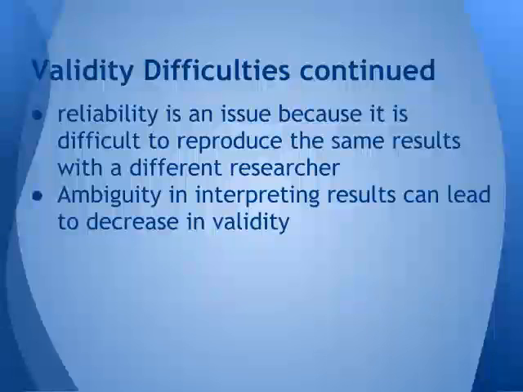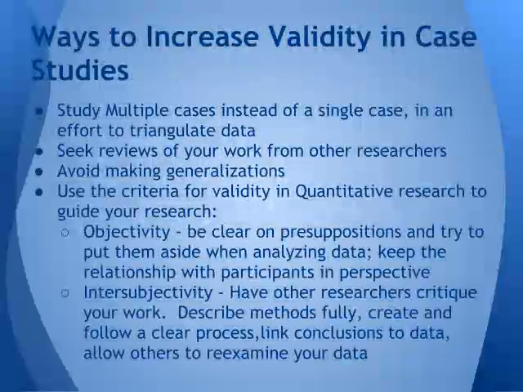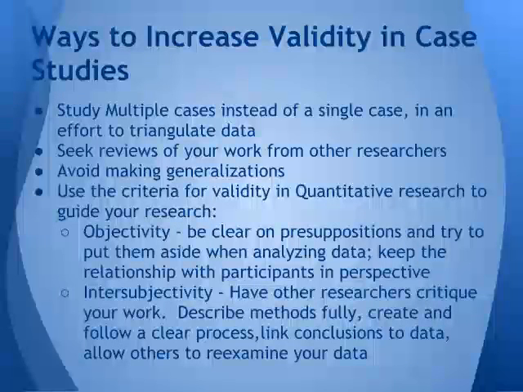Reliability is an issue because it is difficult to reproduce the same results with a different researcher. Ambiguity in interpreting results can lead to decrease in validity. There are ways to increase validity in case studies, however. You can study multiple cases instead of a single case in an effort to triangulate data. You can seek reviews of your work from other researchers. You can avoid making generalizations. You can use the criteria for validity in quantitative research to guide your research.